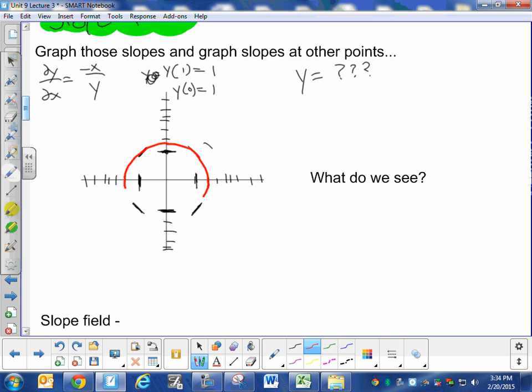As I keep going down, if I go here, I need that tangent. I need that guy. I need that guy. I need that guy. What do we see? We see a circle. Just what Chris said. Does this make sense? Does it make sense for what we found for the actual solution to this?